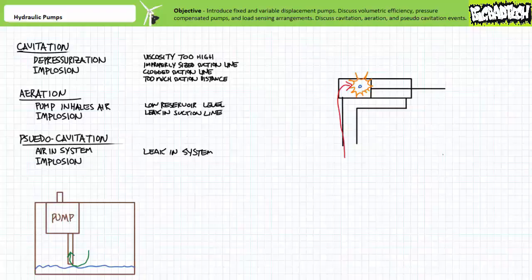In conclusion, this lecture discussed fixed and variable displacement pumps used to drive hydraulic systems. We discussed factors that influence flow rate and the different means used to control flow rate. We discussed volumetric efficiency, pressure compensated pumps, and load sensing arrangements using shuttle valves. Additionally, we briefly discussed undesirable cavitation, aeration, and pseudo cavitation events. Remember to review these concepts as often as you need to really drive it home. Imagine how well lab will go if you know what you're doing.